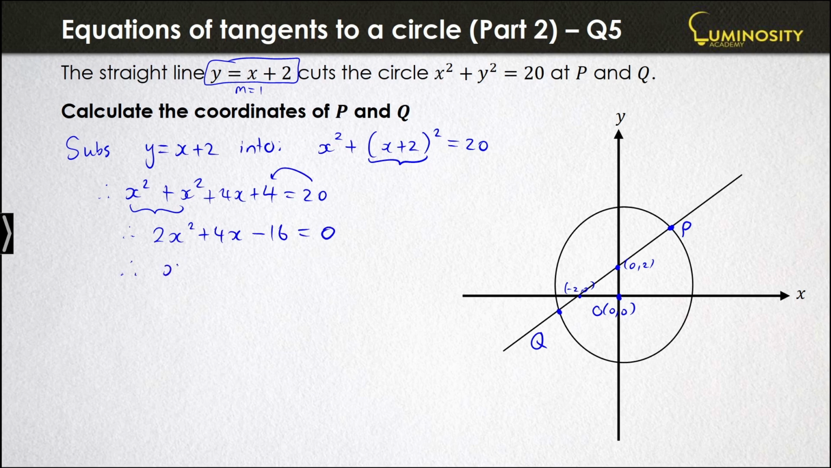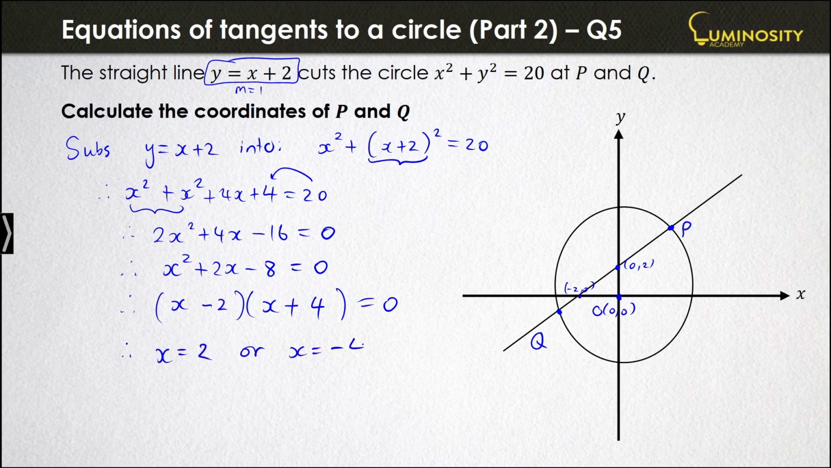I can then divide both sides by 2. I get x squared plus 2x minus 8 equals 0, and I need to solve this quadratic equation. Fortunately, I think this can factorize quite easily. The factors of 8 that can give me a difference of 2 are 4 and 2. You want a positive 2, so I would put a positive with the 4 and a negative with the 2. If you expand that out, you get x squared plus 4x minus 2x minus 8, which gives you x squared plus 2x minus 8. So therefore, x is equal to 2 or x is equal to negative 4.